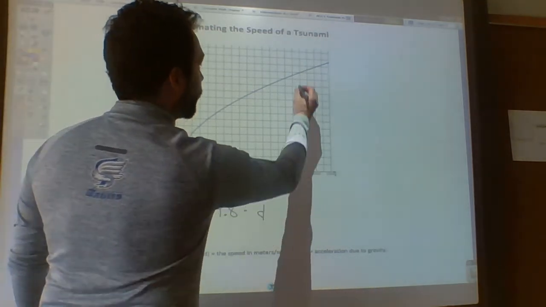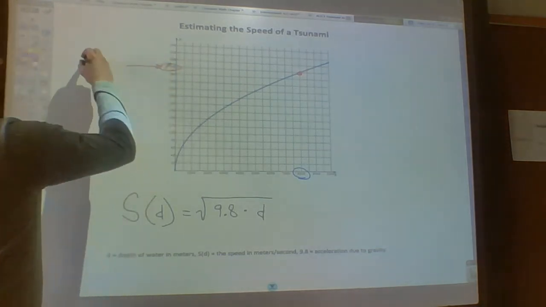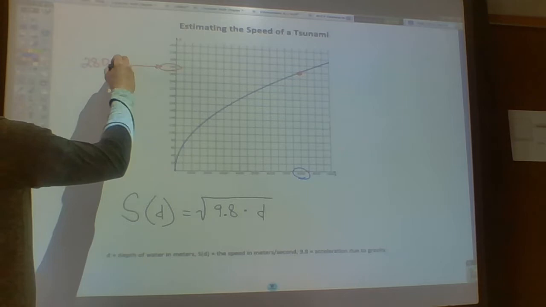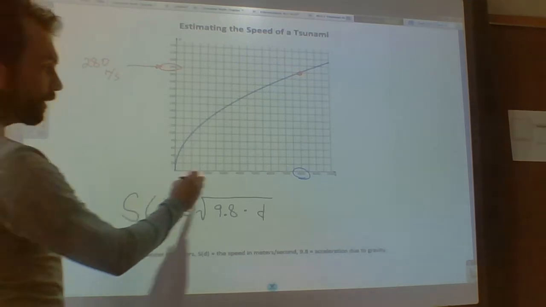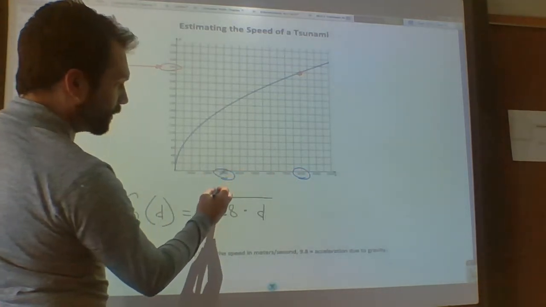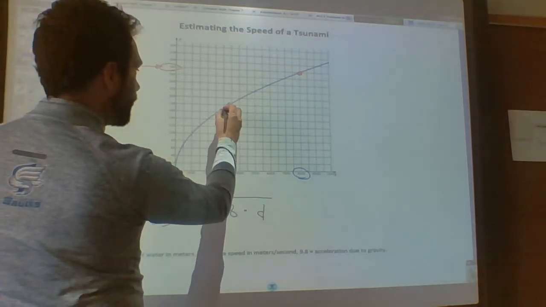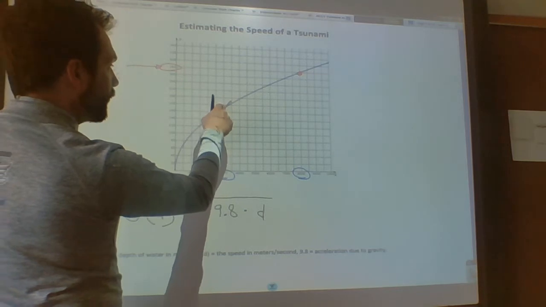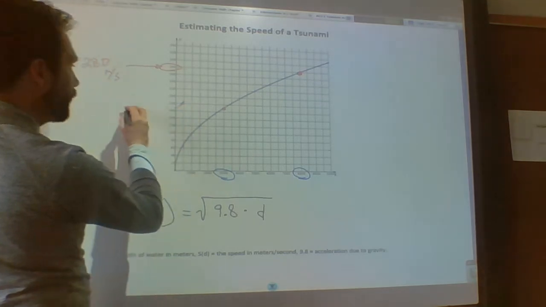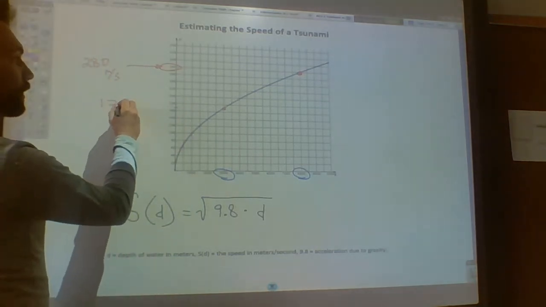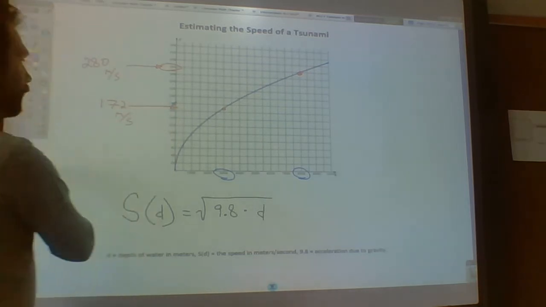Well, we can just move up our graph and make an estimate and say, well, that tsunami would be moving about 280 meters per second. Or if we had a tsunami that occurred in shallower water, 3,000 meters, how fast would that tsunami be moving? We could come up here and estimate. This one's not exactly on a cross point. It's a little over half. I'd say maybe we could say 172 meters per second, right about there.